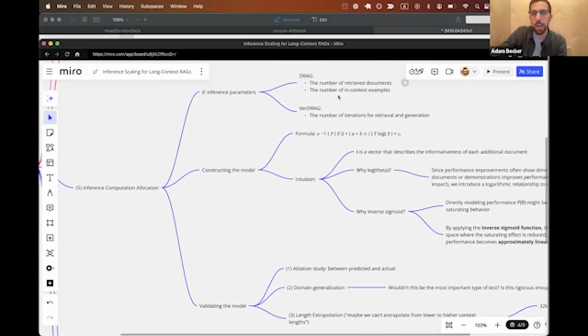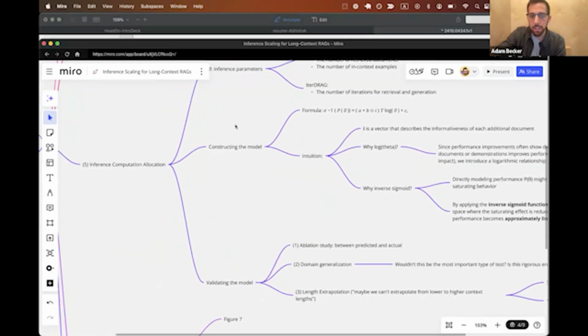So in the case of DRAG, we have the vector theta. It includes a couple of things for DRAG, which is the number of retrieved documents and the number of in-context examples. And then IterDRAG is simply the number of iterations for retrieval and generation. The way they split up the section is into, first, let's construct the model, and then let's validate whether our construction makes any sense.